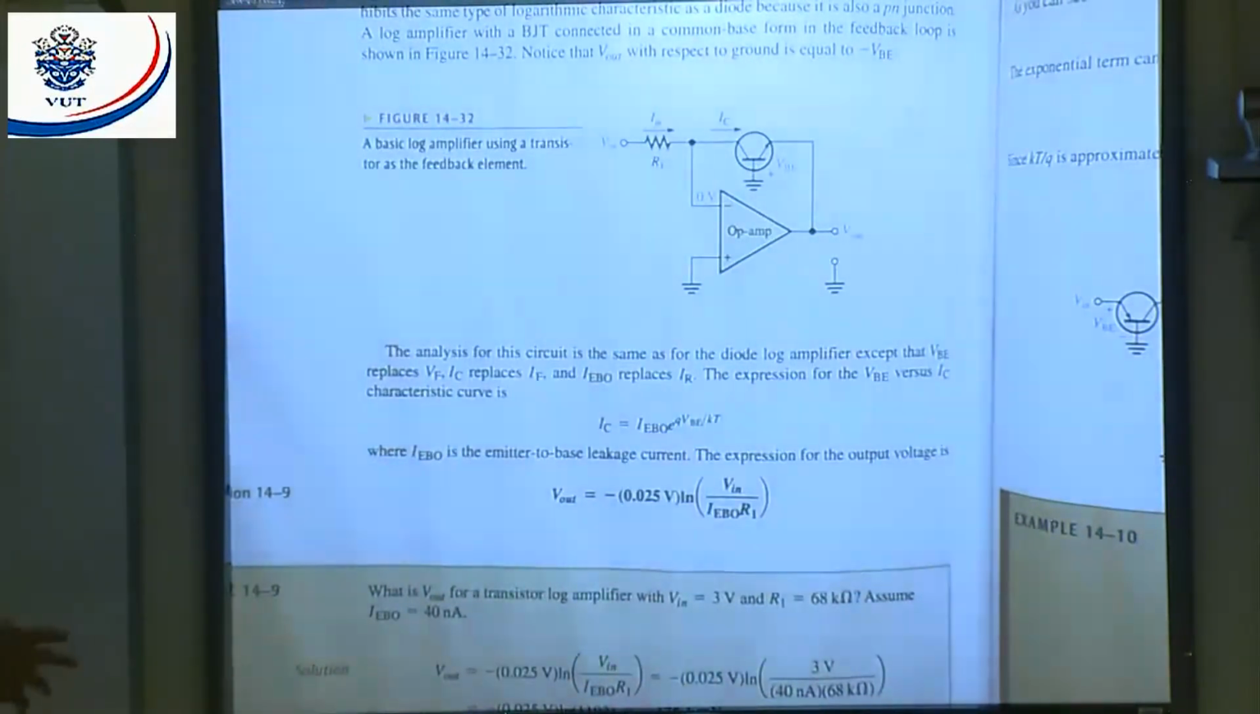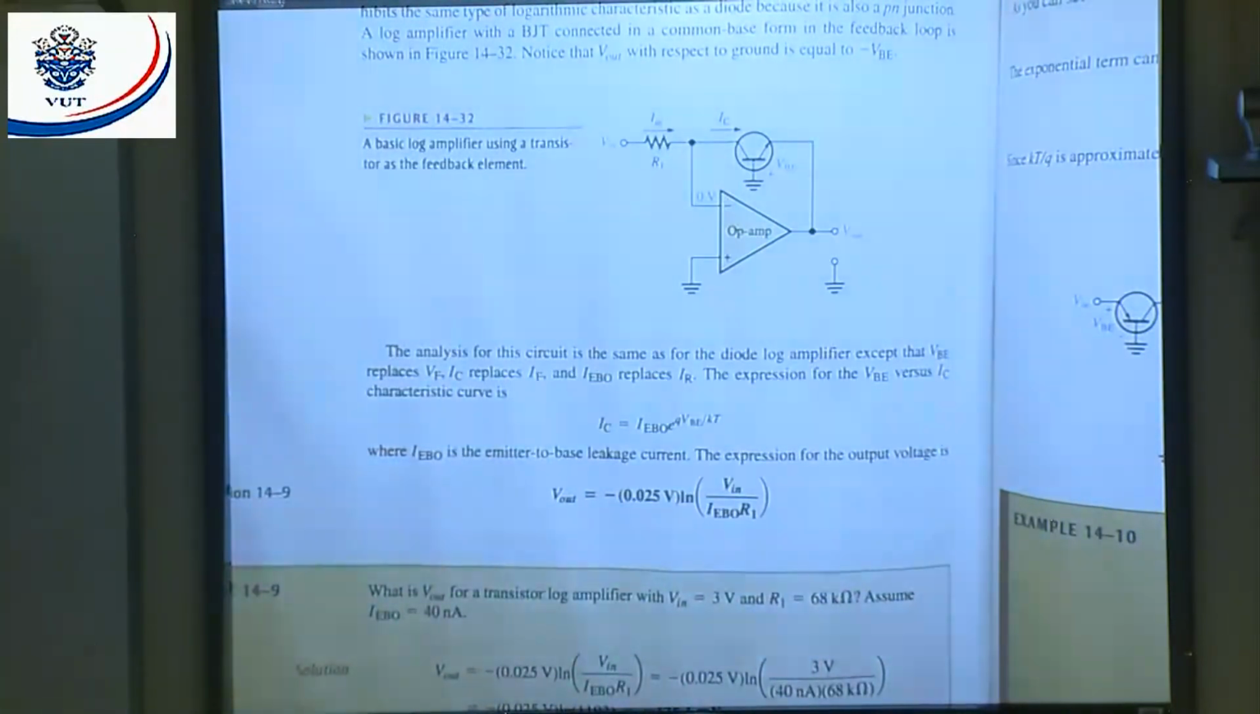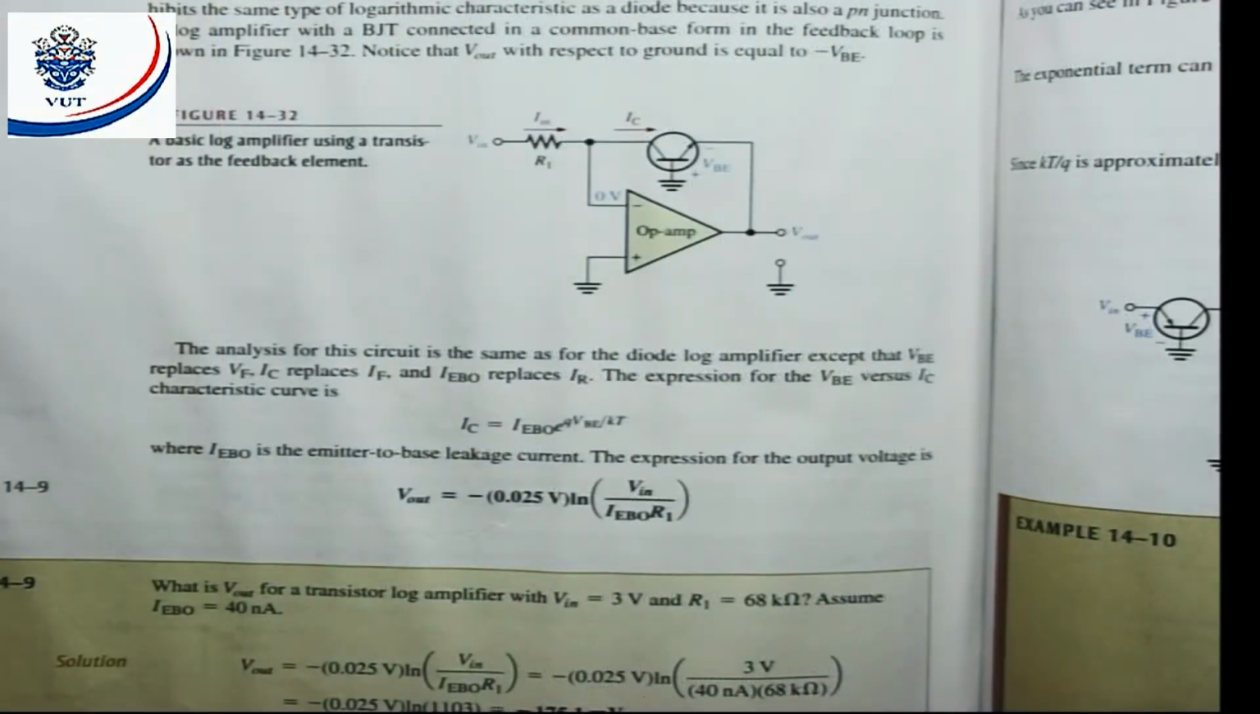All right. IC and IN can be equal. And then we can say, where IEBO is the emitter to base leakage current. They also tell you what IEBO is: the emitter to base leakage current. And then we can say VR is equal to minus 0.025 volts ln of V in divided by IEBO divided by R1. All right, let's have a look at this example because we're going to look at this answer a little bit later.